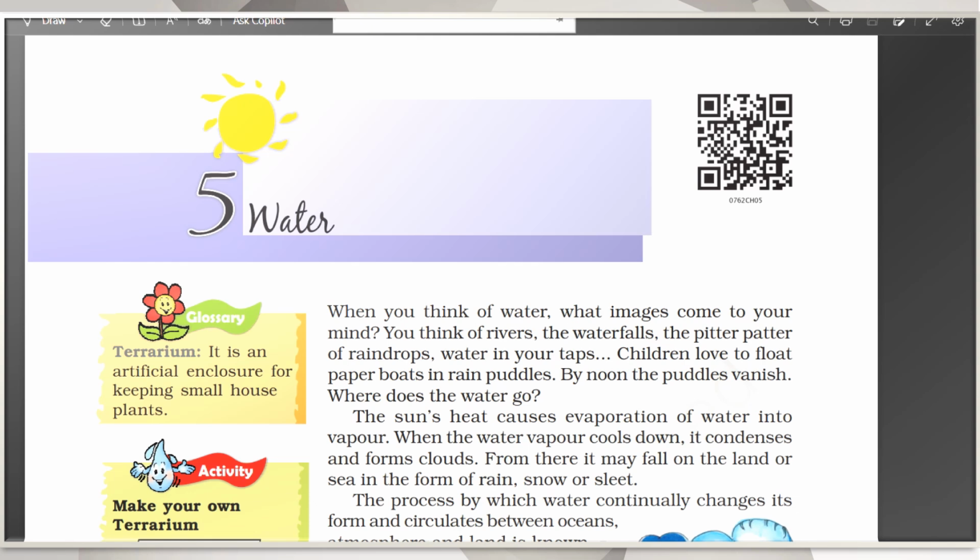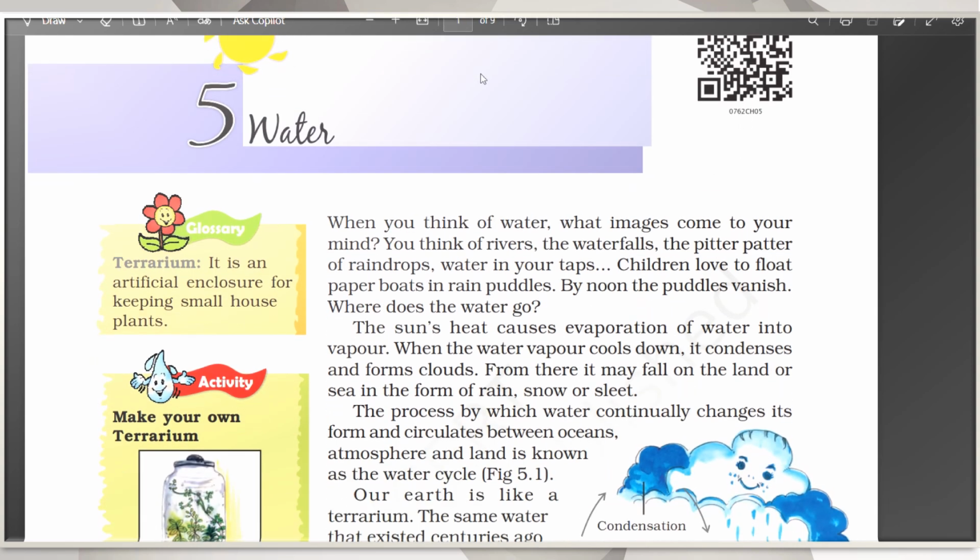As we have started the series of geography subject for class 7th, today we are going to start chapter number 5, water. Again, I am dividing this chapter into two parts. So this is our first part. Let's understand about the water.